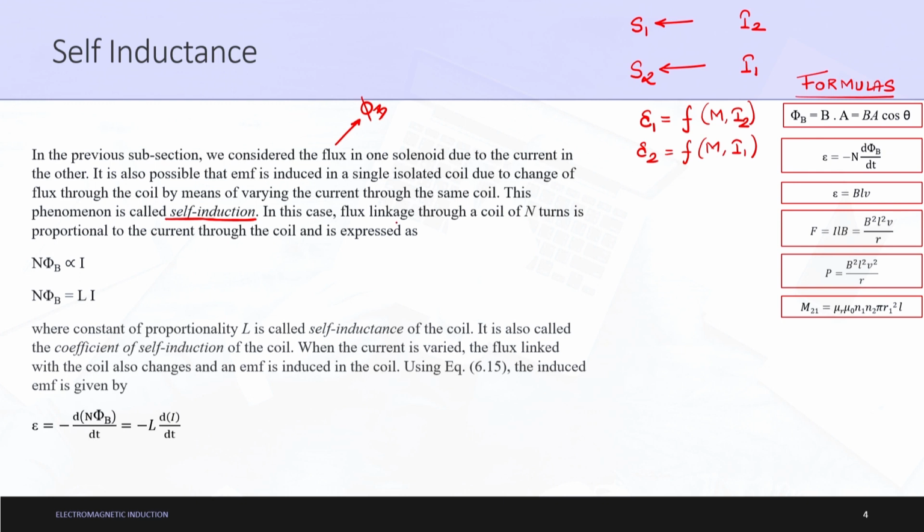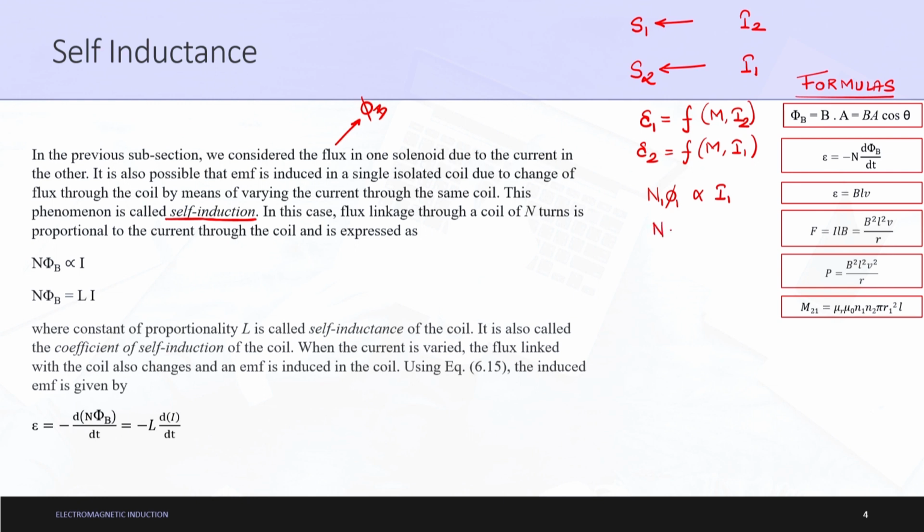In this case, flux linkage. What is flux linkage? Flux linkage is nothing but N into phi. Flux linkage through a coil of N turns is proportional to the current through the coil and is expressed as follows. Here everything is directly proportional to the same coil only. So, N1 phi 1 is directly proportional to I.